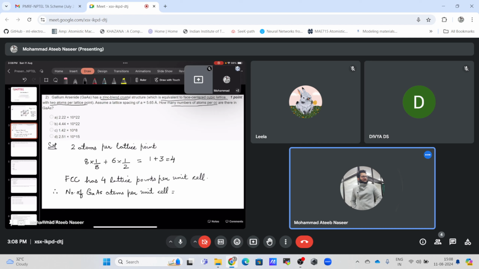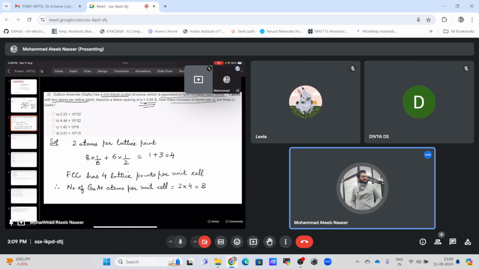are simply, we are having 2 atoms at each lattice point, and in total we are having 4 lattice points per unit cell. So we will be having 8 gallium arsenide atoms per unit cell. So this is the number of atoms. Now we have to find the volume of this unit cell, and since this is a cubic unit cell and the lattice spacing is given by this value a equal to 5.65 angstroms, we can simply find the volume.